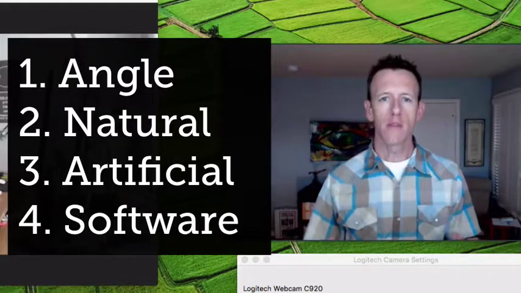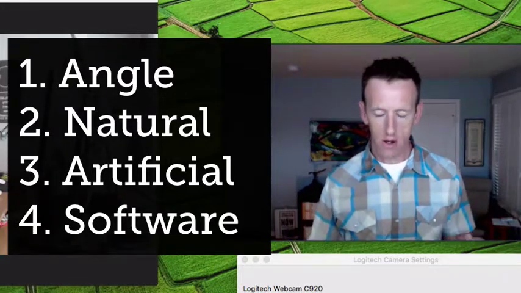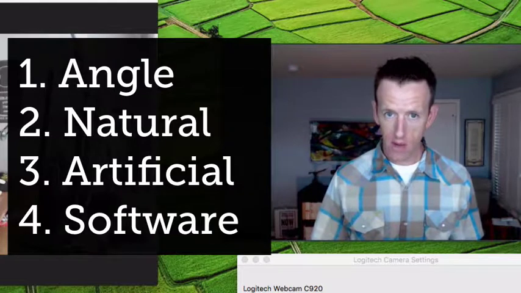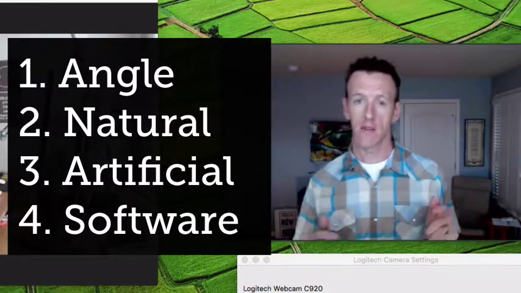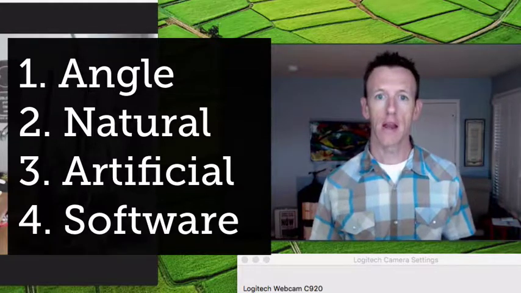All right, the four elements of lighting are angle, natural lighting source, artificial lighting sources, and software tweaks. Let's talk about angle first.